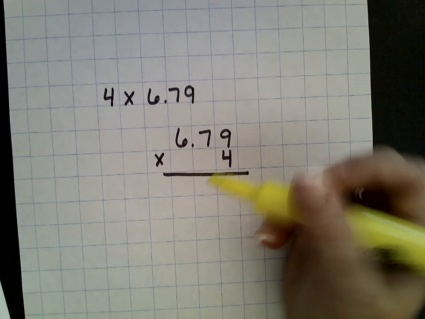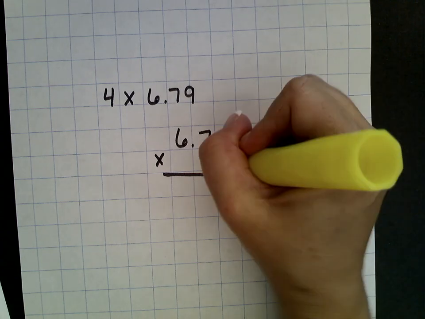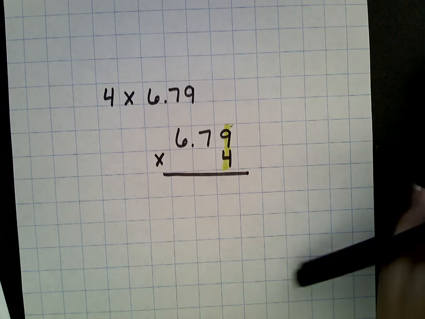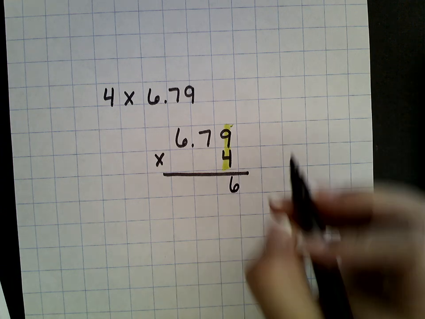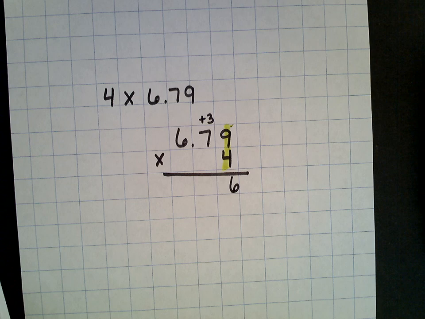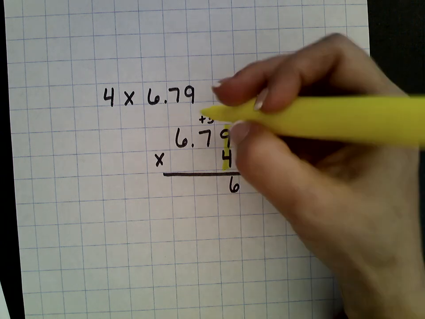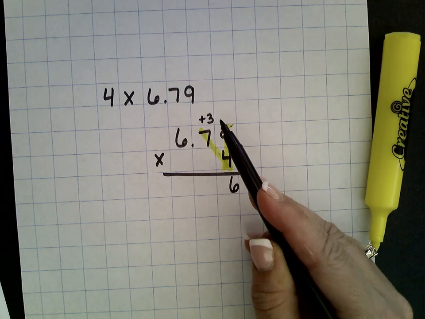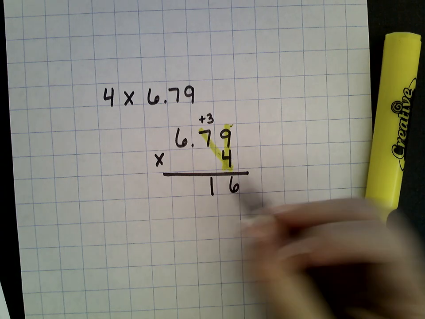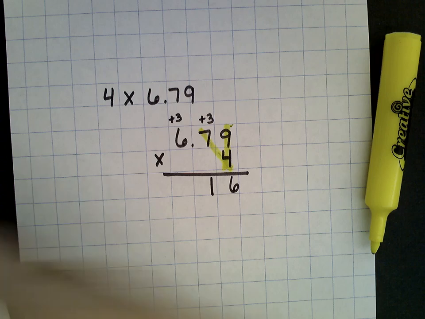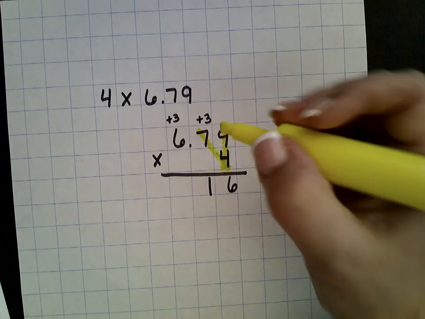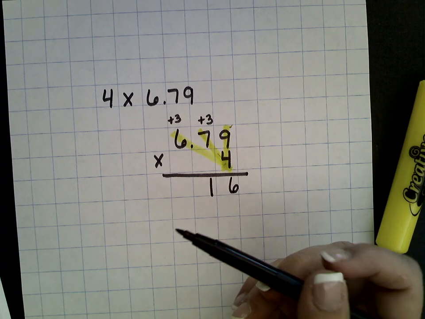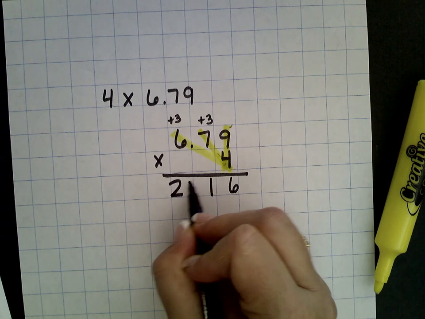Now I'm looking at multiplying. So I have 9 times 4. This is where knowing your facts really helps you a lot. 9 times 4 is 36. The 6 is going to go down. I'm going to carry that 3. Next, I'm doing 7 times 4, which is 28. Add on 3, which is 31. The 1 goes down, 3 goes up. Finally, 6 times 4 is 24. Add on 3 is 27.